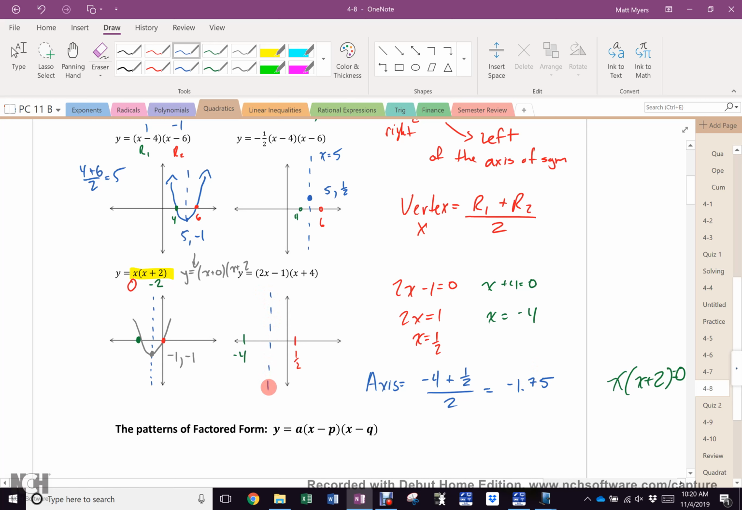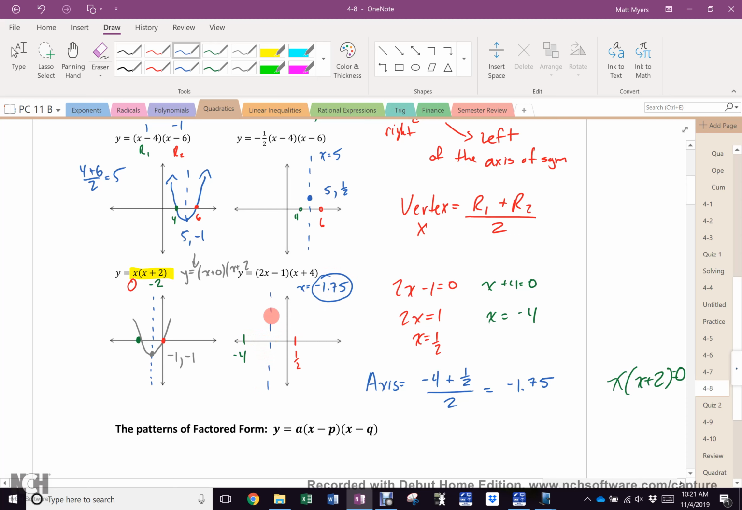Now, tricky. Right? Is this a good candidate to count for? Why not? Because I've gone negative 1.75. It's not 1 or 2. So how else can I use this information to find my vertex?